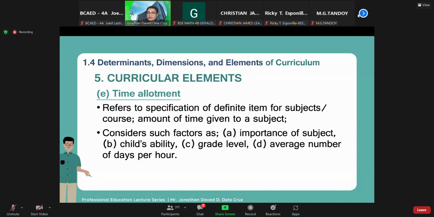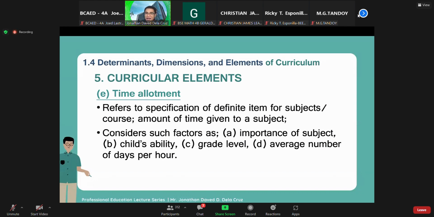Time allotment. So time allotment refers to the specification of definite items for subject or course, amount of time given per subject. So does it mean na mas mahaba yung oras ng subject na yun, mas mahalaga siya? Does it mean that way? The answer po is no. Now, there are many things to consider. Una is all subjects are important.